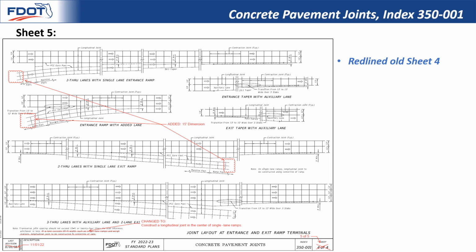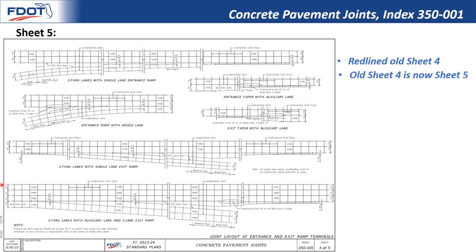Here is the red line of the old sheet 4, which is now the new sheet 5. Changed note and added new 15-foot dimension to the 2 through lane details. And here is the new sheet 5.